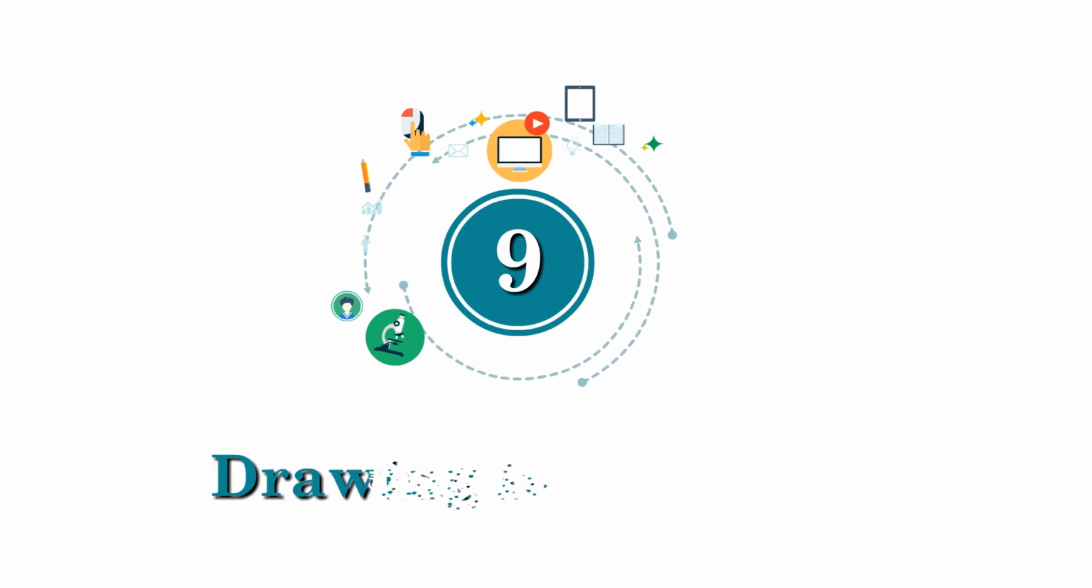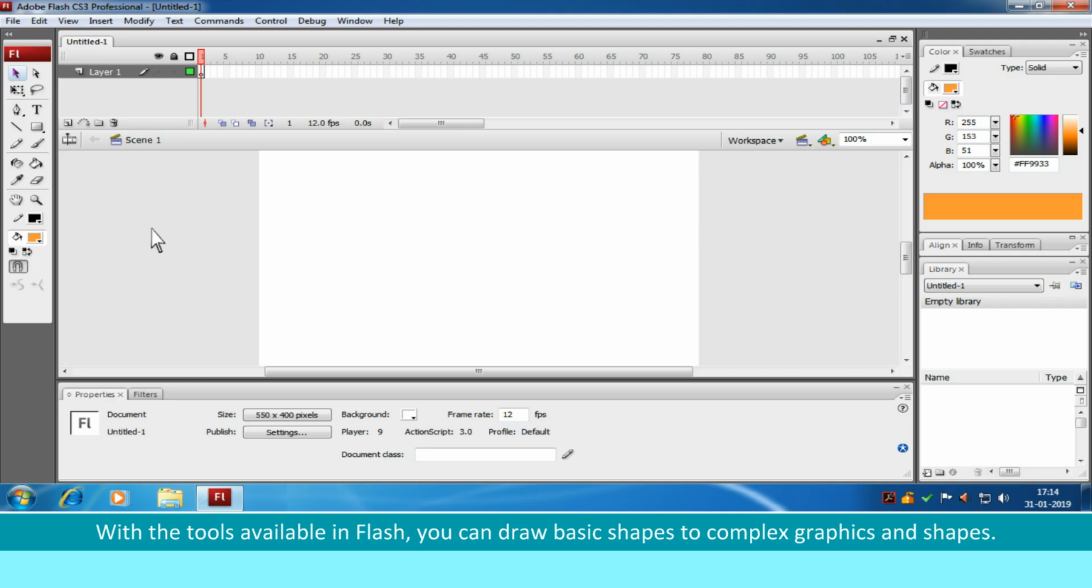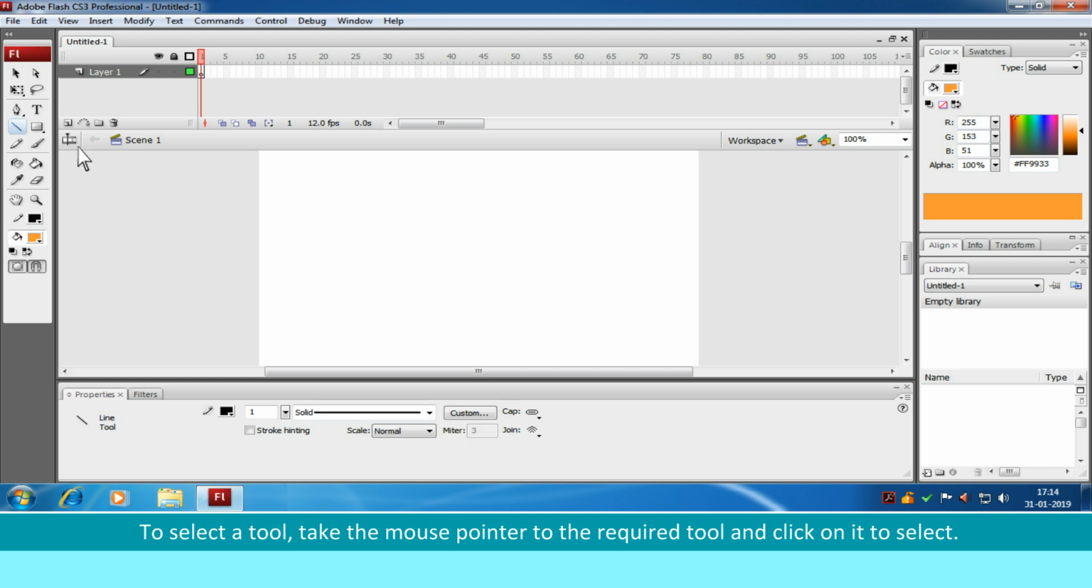Chapter 9. Drawing in Flash CS3. Drawing tools. With the tools available in Flash, you can draw basic shapes to complex graphics and shapes. To select a tool, take the mouse pointer to the required tool and click on it to select. Move the pointer to the stage and use the tool as required.